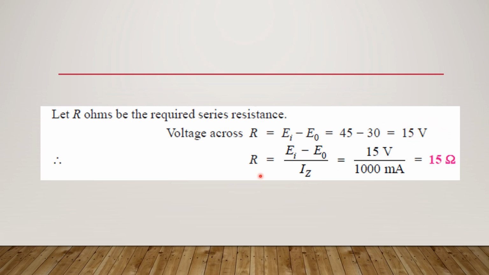Okay. Now what is the value of the resistance? The value of the resistance can be found out as follows. Again, the voltage drop across the resistance you have found out, and you know the current across the Zener. Current across the Zener is given directly in the question. So voltage drop you have found out. So the value of the resistance can be found out by 15 volt divided by 1000 milliamps. So it is equal to 15 ohms. Okay. So I hope you are clear with this.